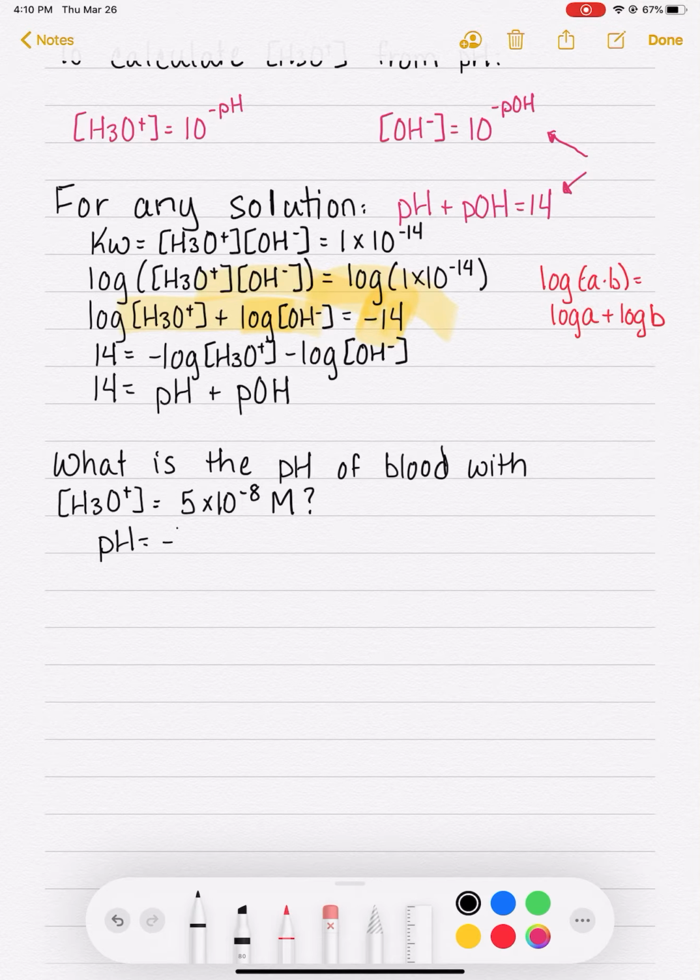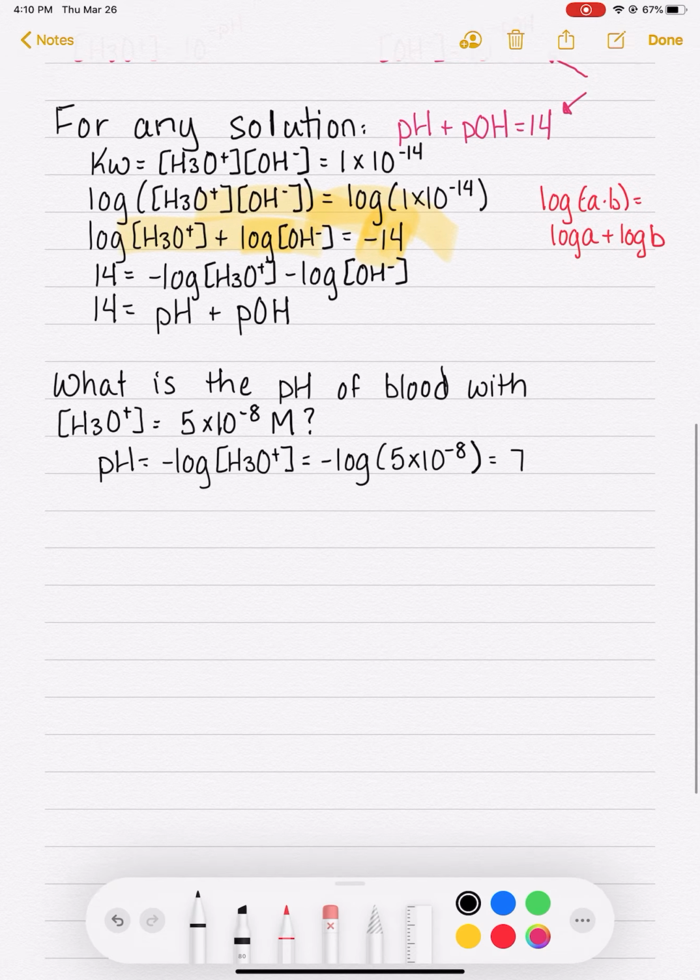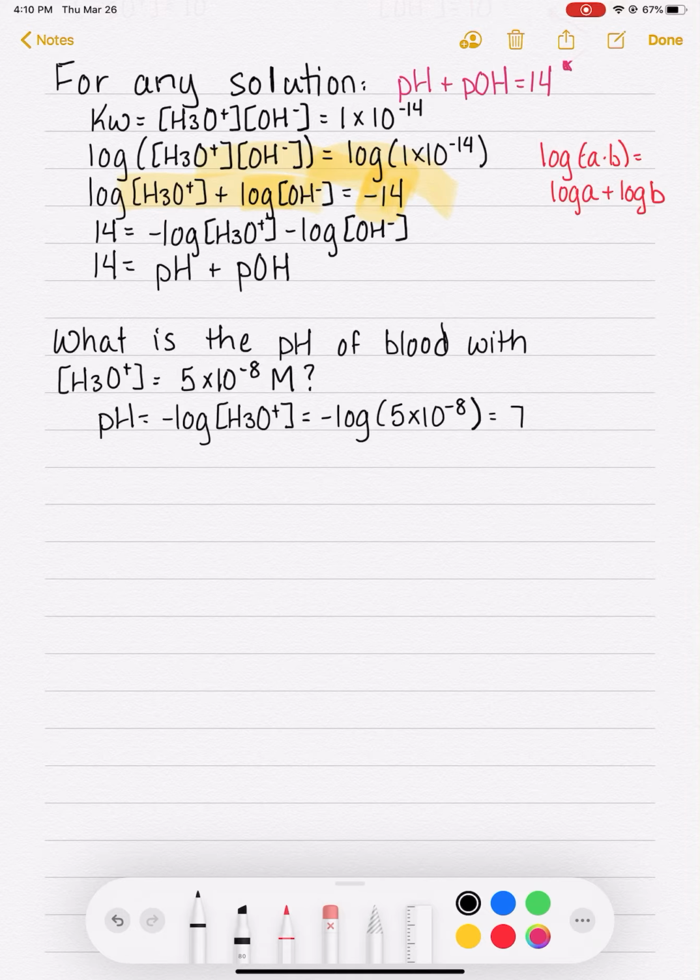pH equals negative log of H3O plus. We are going to plug in the H3O plus concentration given to us, 5 times 10 to the minus 8. And you're going to crunch those numbers on your calculator, and you're going to get something that is approximately 7. Here's another calculation. This one's a little trickier. That blood one was pretty easy.